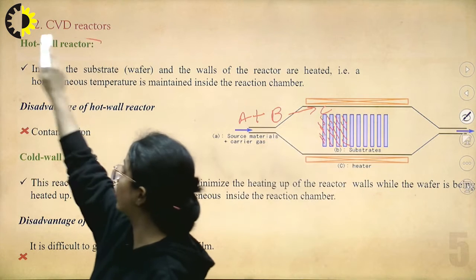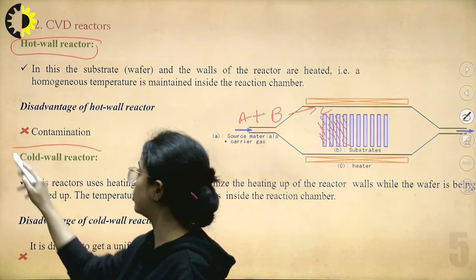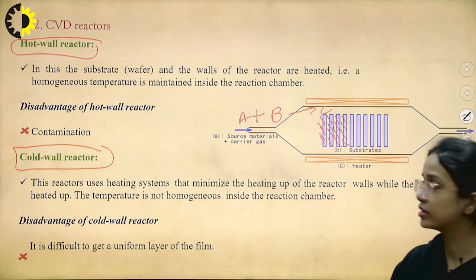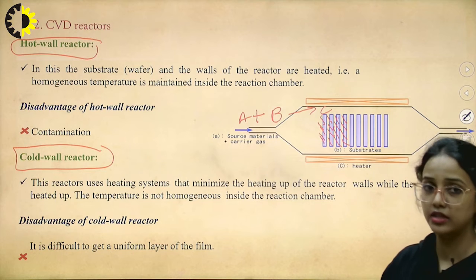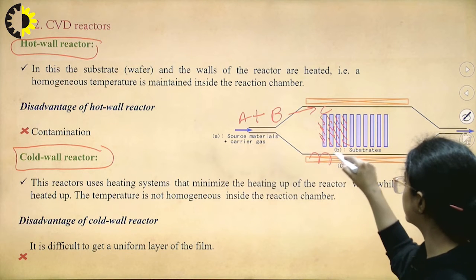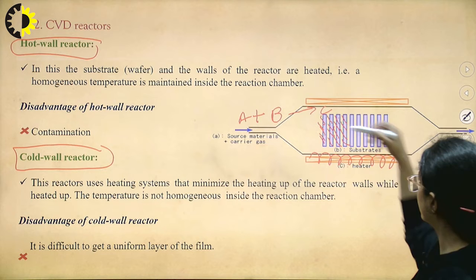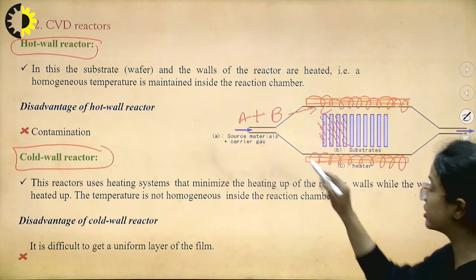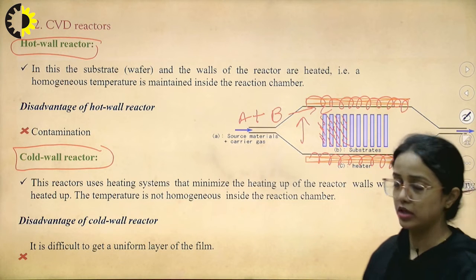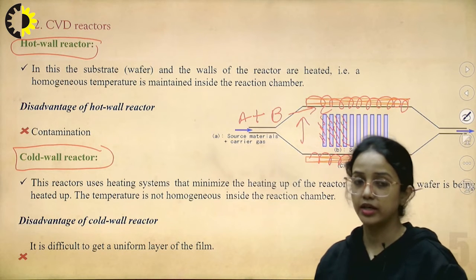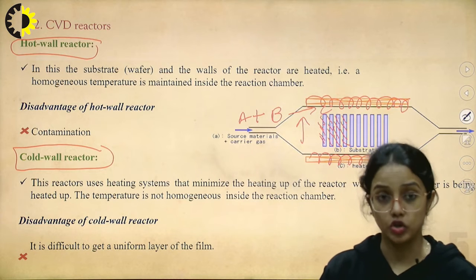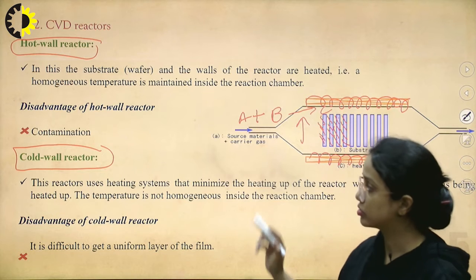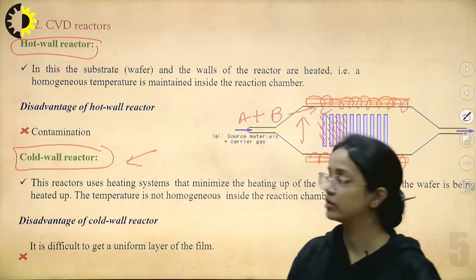One is the hot wall reactor and the other is the cold wall reactor. Here we have certain heaters. The presence of the heater will increase the temperature of the wafer. When this increased temperature is only within the chamber, not around the walls, the walls of the chamber are cool. So that is called a cold wall reactor.